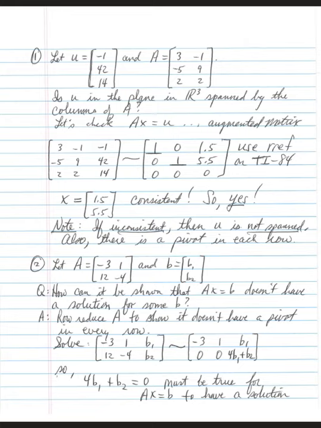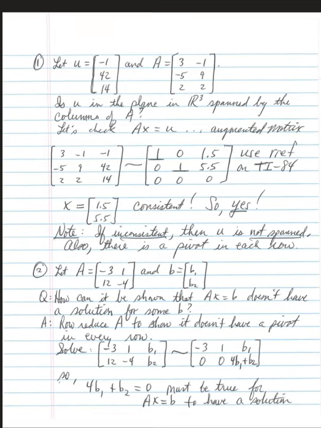Welcome back. We're going to let vector u be negative 1, 42, and 14, and matrix A be 3, negative 5, 2 for the first column, and negative 1, 9, and 2 for the second. Is u in the plane in R3 spanned by the columns of A? So we have R3.